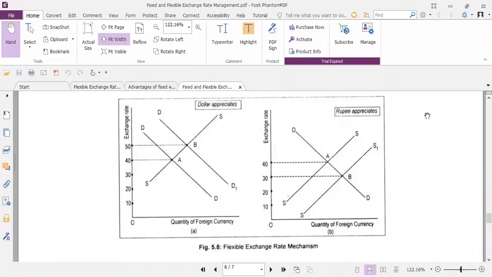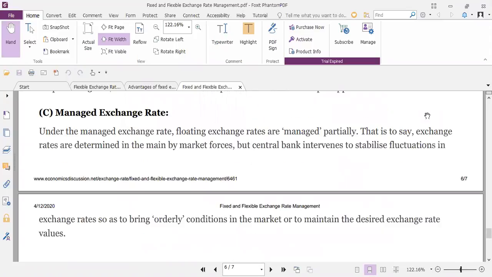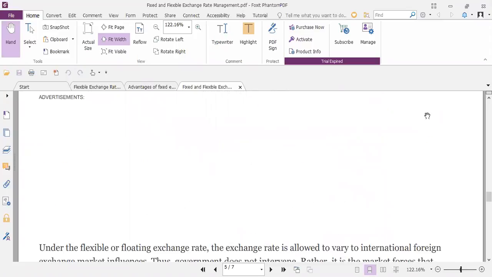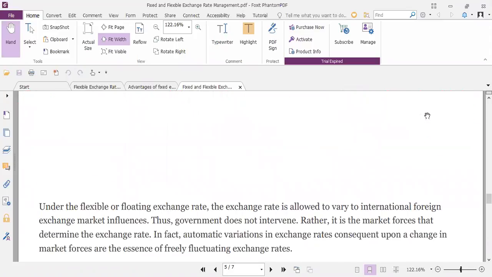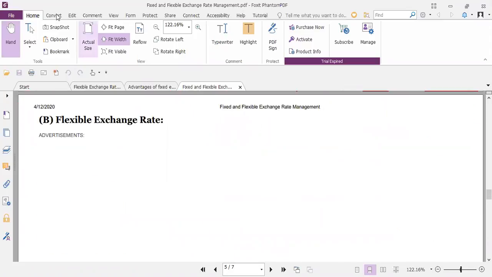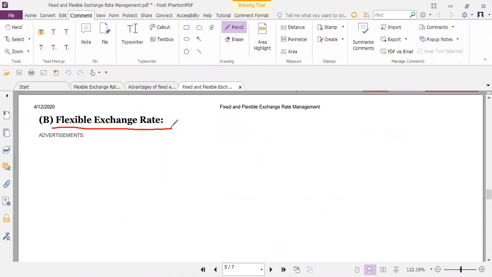Yes, you have this diagram. Yeah, we'll start. So this is your heading: Flexible exchange rate system.